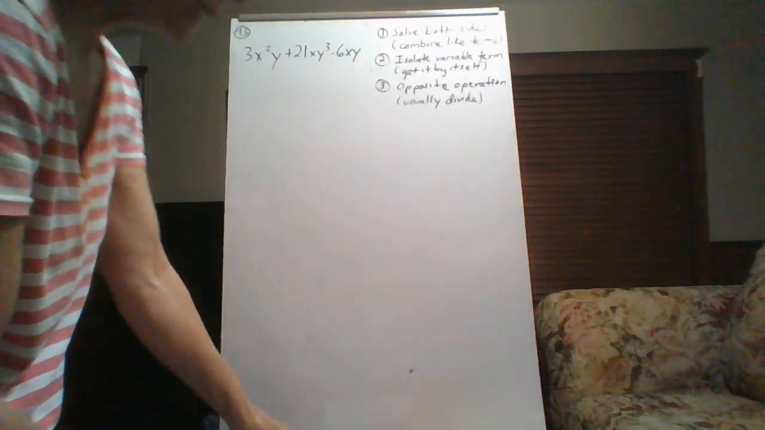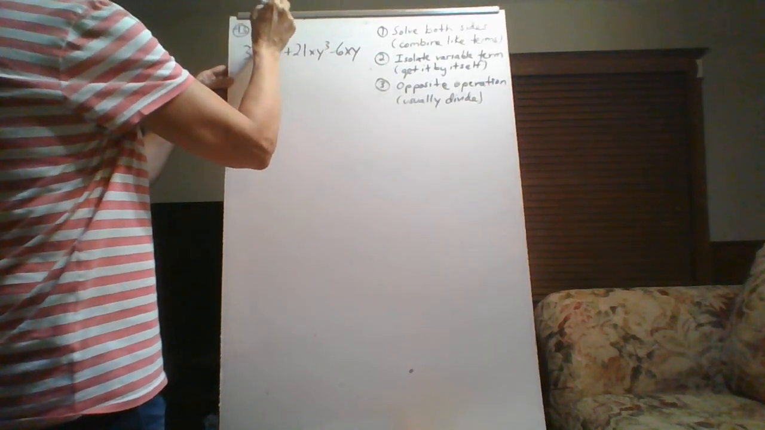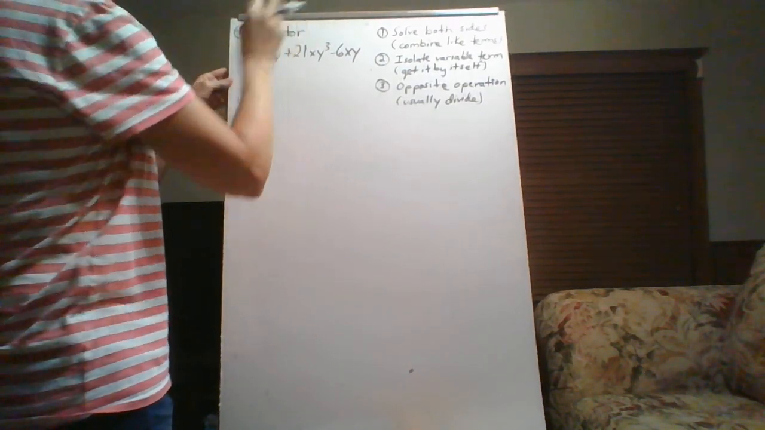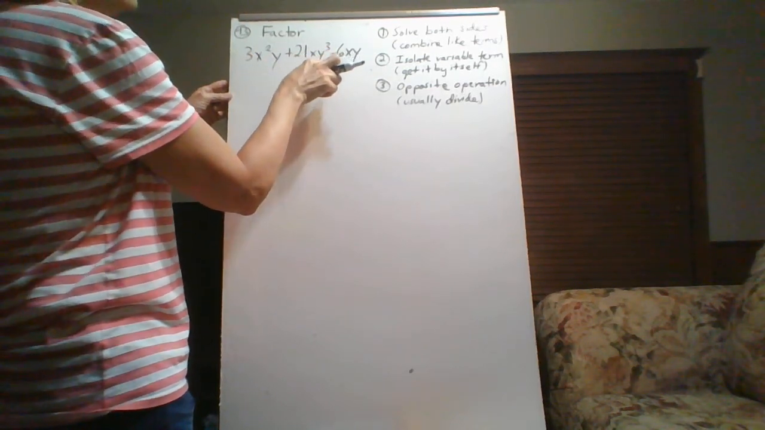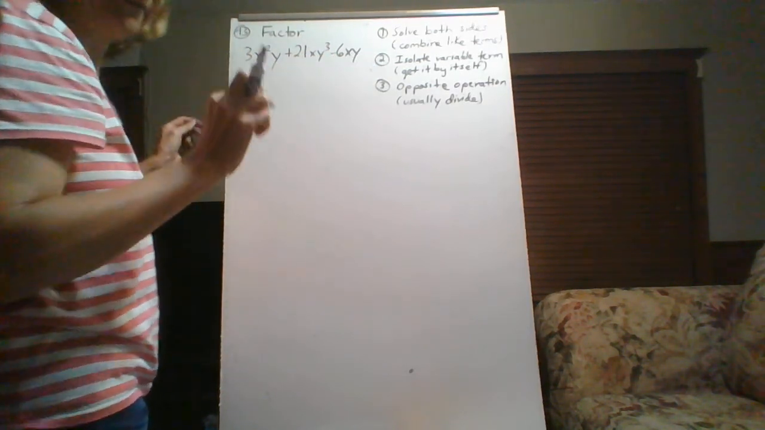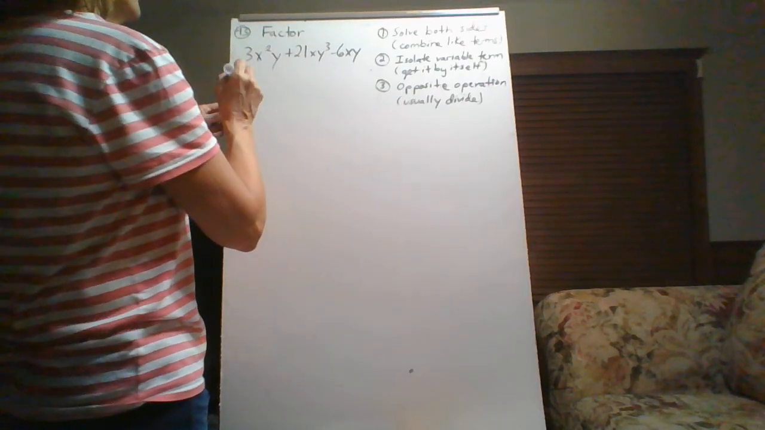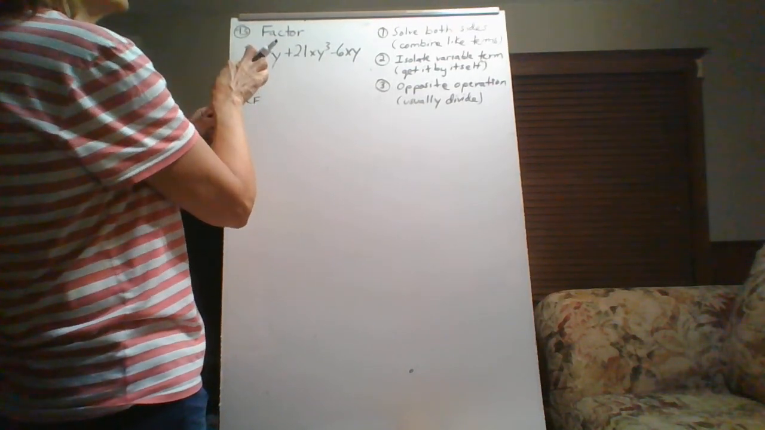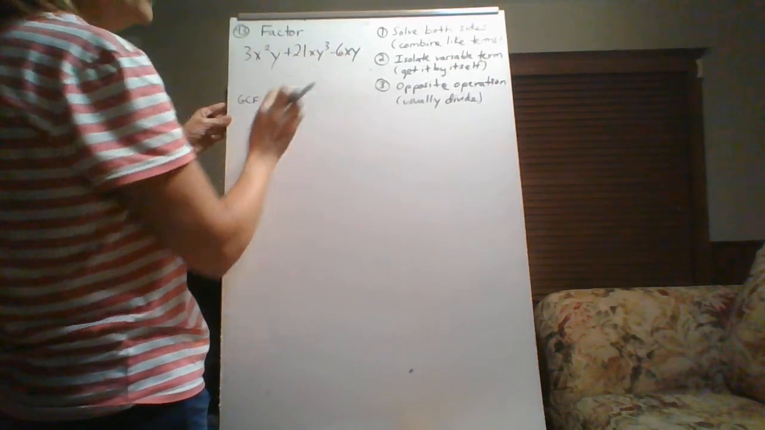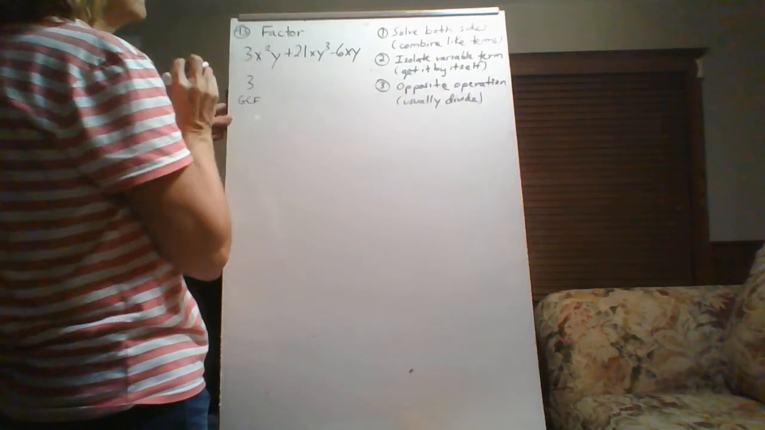Okay, number 43 now is a factoring problem. I've written it up here already. We've got to factor 3x squared y plus 21xy cubed minus 6xy. When you're factoring, remember, the name of the game is to take out the common factors. It's literally the greatest common factor. So let's look. Between 3, 21, and 6, what do they all have in common? The biggest thing they all have in common, 3.